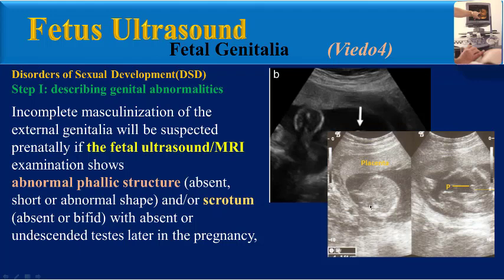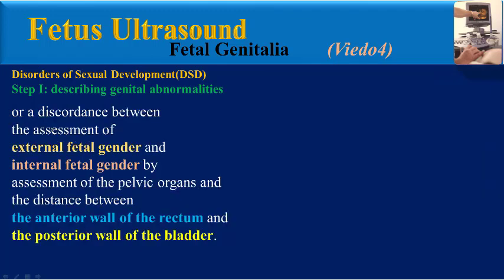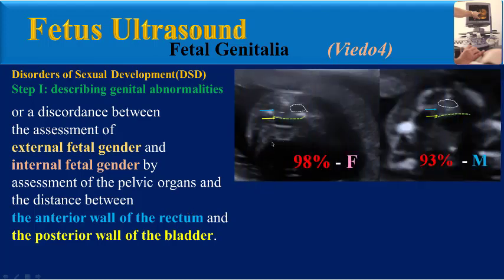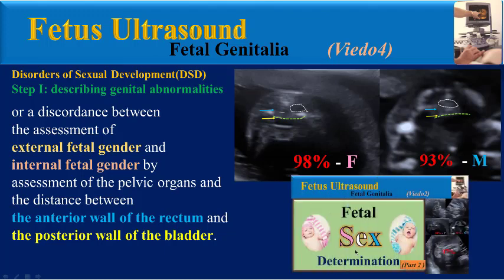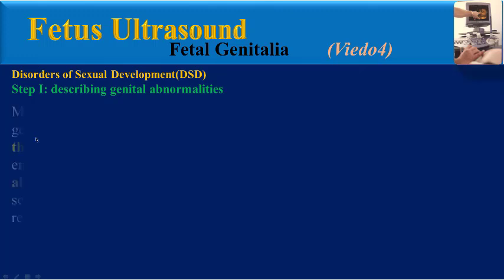At 25 weeks of gestation we can see here a scrotum without any descended testes, known as empty scrotum. Also, there may be a discordance between the assessment of the external fetal gender and internal fetal gender, by assessment of the pelvic organs and the distance between the anterior wall of the rectum and the posterior wall of the bladder, known as the rectovesical distance, which was completely explained in the video Fetal Sex Determination Part 2.